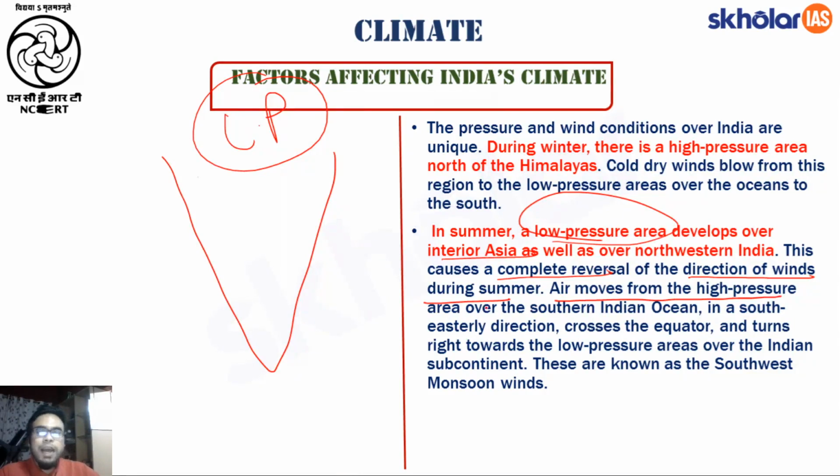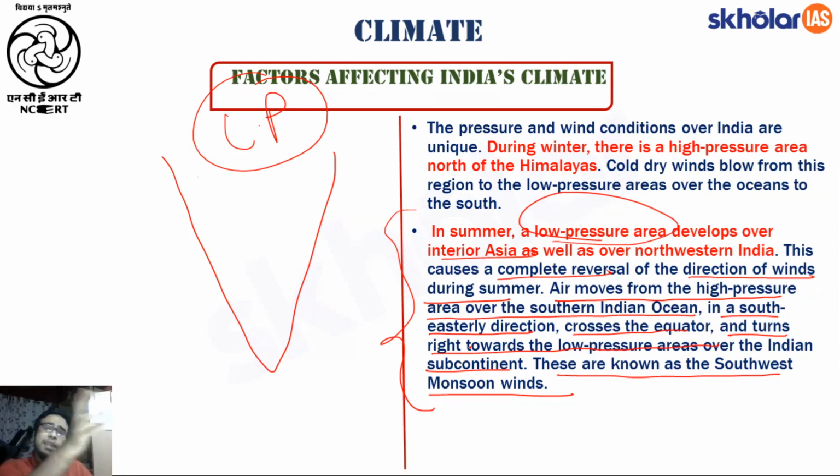Air moves from the high pressure area over the southern Indian Ocean and in a southeasterly direction, crosses the equator and turns right towards the low pressure area over the Indian subcontinent, and these are known as the southwest monsoon winds. Now this we have to understand in much more detail in the coming classes, but I will just give a brief about it, right? Since this point is mentioned here, I will talk very briefly about it, and in the coming classes I will talk much more extensively on this, right?